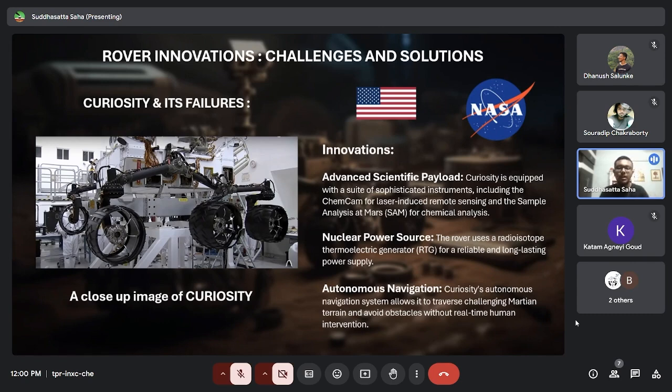Curiosity deploys an RTG, which stands for radioisotope thermoelectric generator. If I break it down to simple terms, the power supply uses an array of thermocouples to convert the heat coming out from the decay of a natural radioactive material into electricity. So it is basically converting the heat from radioactive decay into electricity, and that powers the rover.